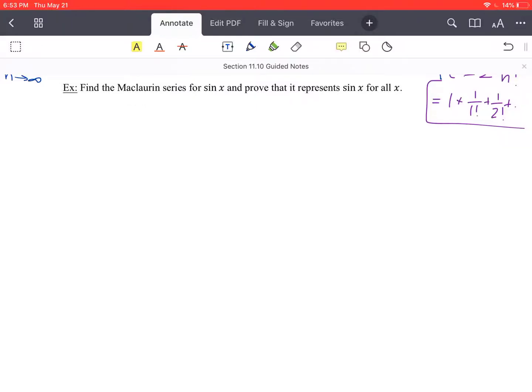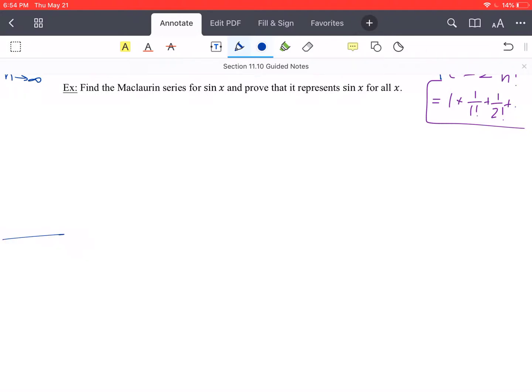Into part 2 here for section 11.10, dealing with Taylor and Maclaurin series. So let's find the Maclaurin series for sine of x and prove that it represents sine of x for all values of x. The first thing we're going to do is get a few derivatives. This is going to allow us to really see the pattern before we write out the series.